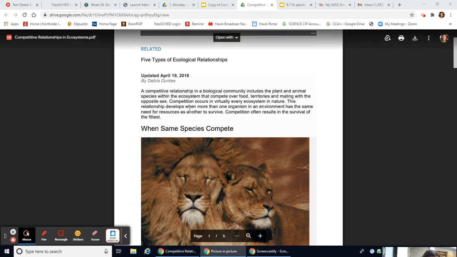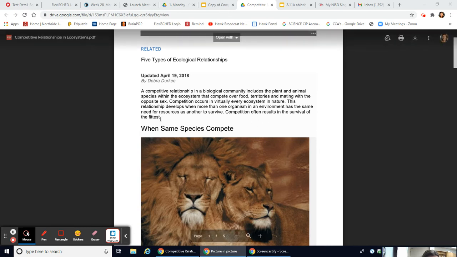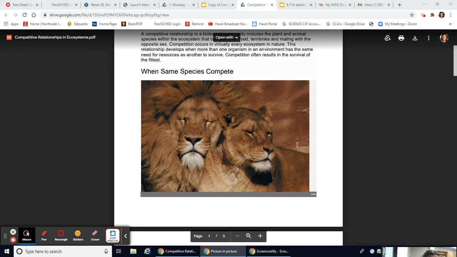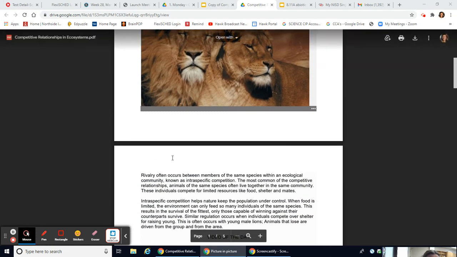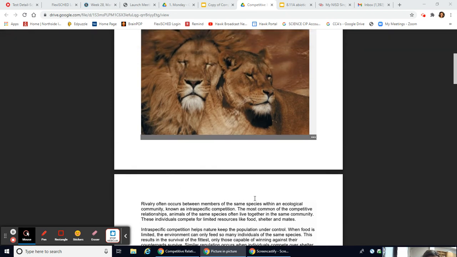This relationship develops when more than one organism in the environment has the same need or resource as the other to survive. Competition often results in the survival of the fittest. So when the same species compete. Rivalry often occurs between members of the same species within the ecological community, known as intraspecific competition, the most common of the competitive relationships. Animals of the same species often live together in the same community.